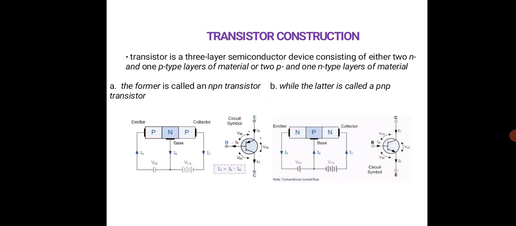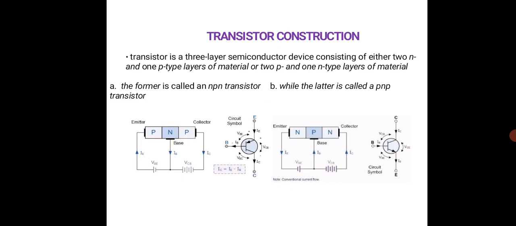So, transistor construction. As I told you earlier, it is a three-layer semiconductor device which consists of either two p-type and one n-type, or one n-type and two p-type materials. The first one, two p-type and one n-type, we call a PNP transistor, while the latter one, two n-type and one p-type, we call an NPN transistor.